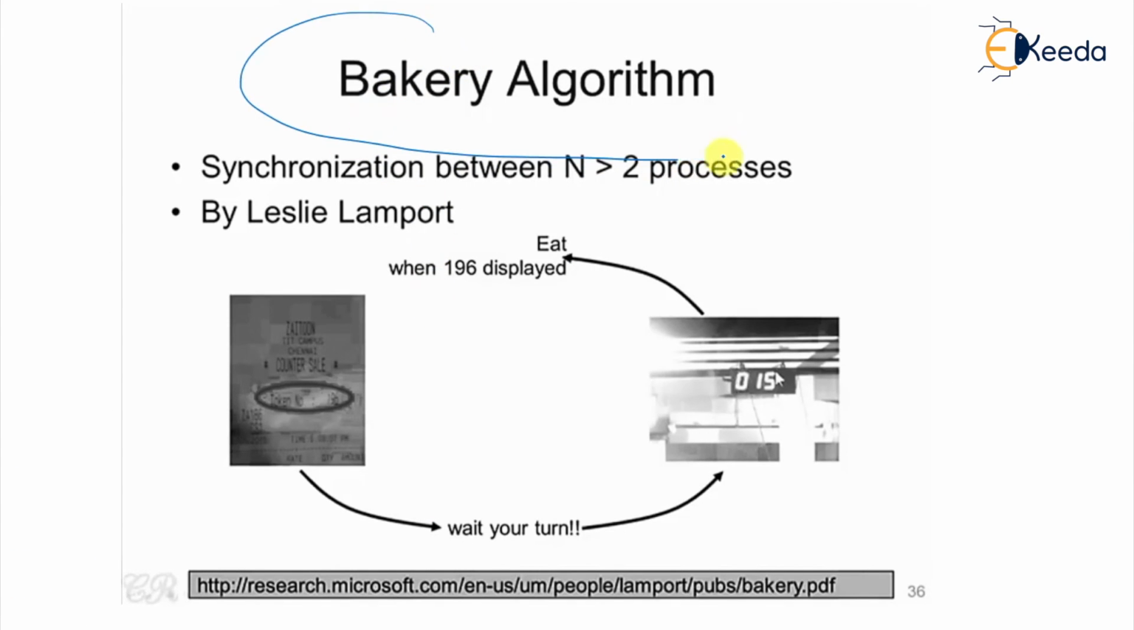Okay, so that's all for this two process solution. In the next section we will talk about the bakery algorithm, which is for n greater than or equal to 2 processes.